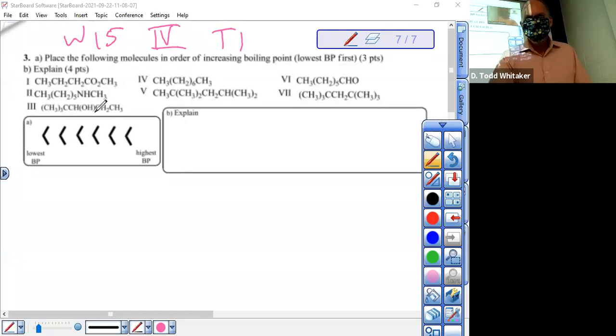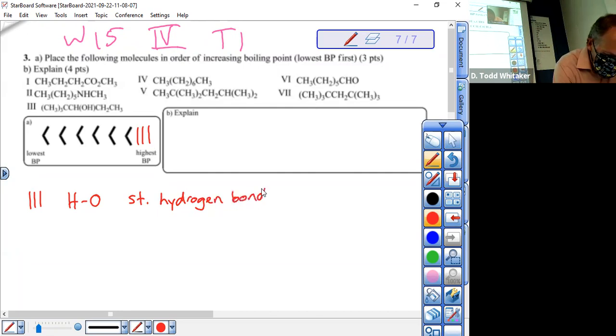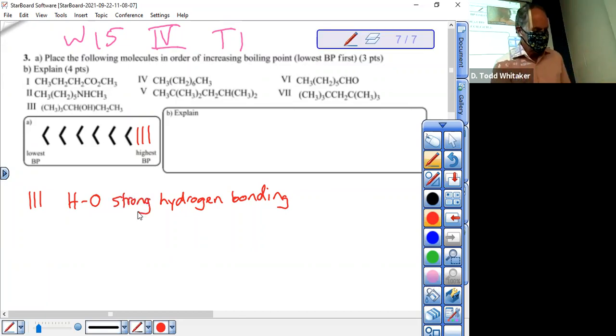Stop, go back. H bonded to O, hydrogen bonding, strongest for alcohol. So you're going to write that down. Explanation: HO, strong hydrogen bond. I want to point out you can get away with not having full sentences here. Strong hydrogen bonding. And the NH one is 2.